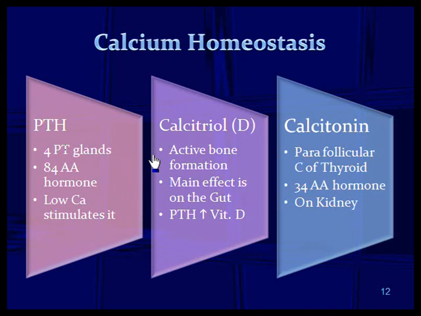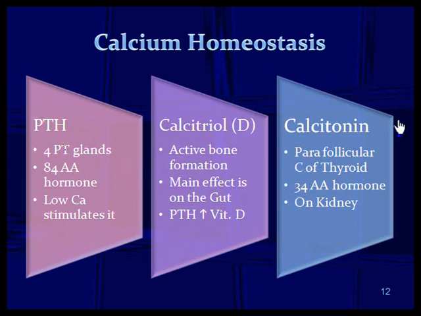Whereas calcitriol, or the active form of vitamin D3, how it is formed we have seen in the previous slide, helps in active bone formation. The main effect of course is on the gut, where vitamin D3 facilitates the absorption of calcium and phosphate through the calcium receptors. Of course, parathyroid hormone increases the activity of vitamin D and thus indirectly influences the absorption of calcium at the level of the gut.